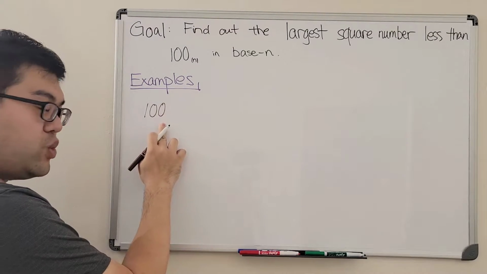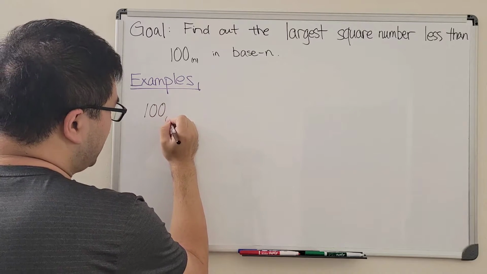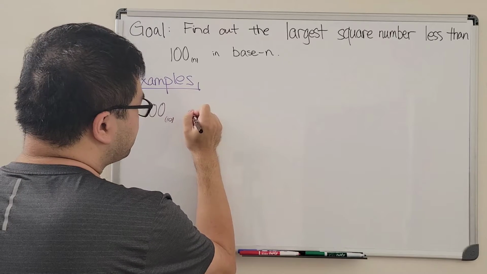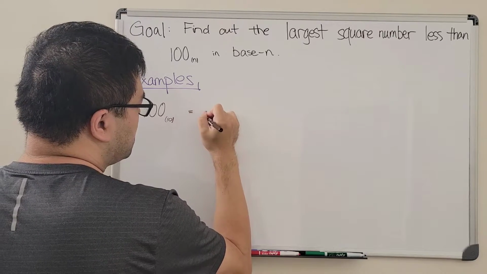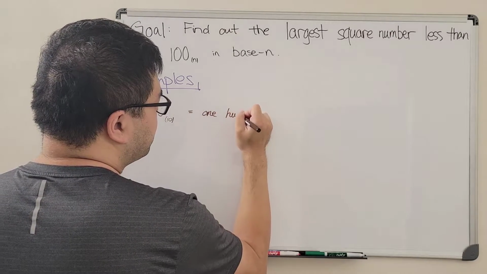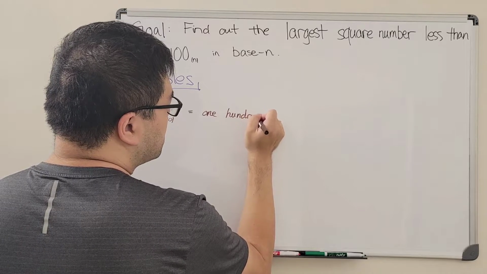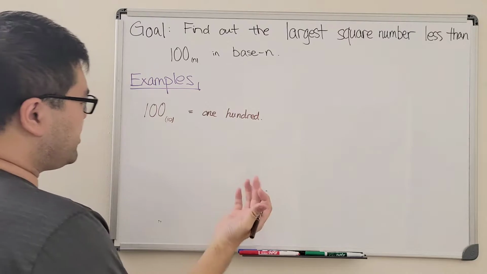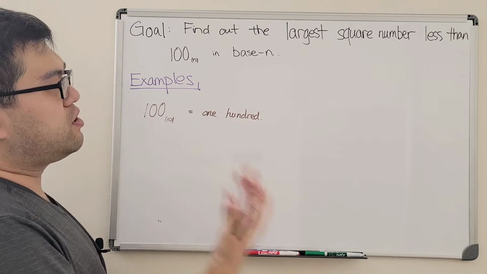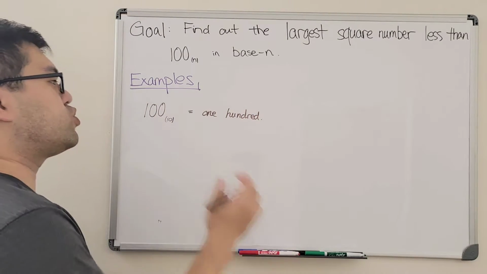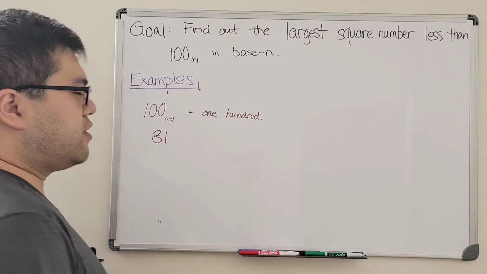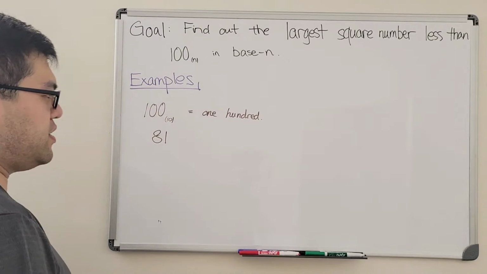The expression 100 in base 10, where we usually don't write the base, just really means 100. And since we're in base 10, we know that the largest square number that is strictly less than 100 is 81. All right, so let's look at another example.